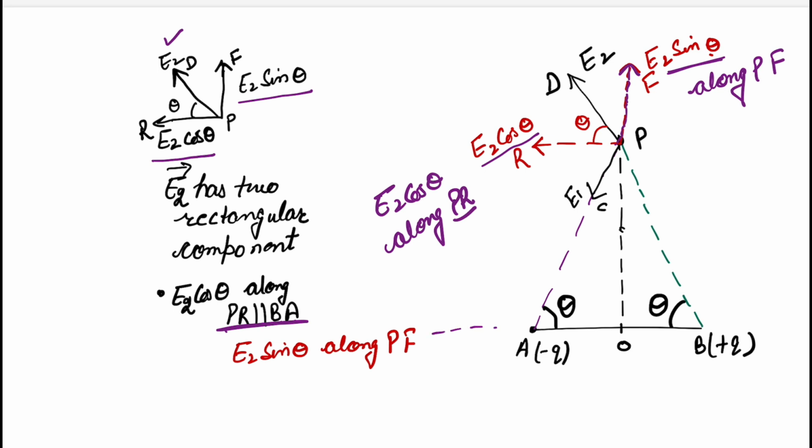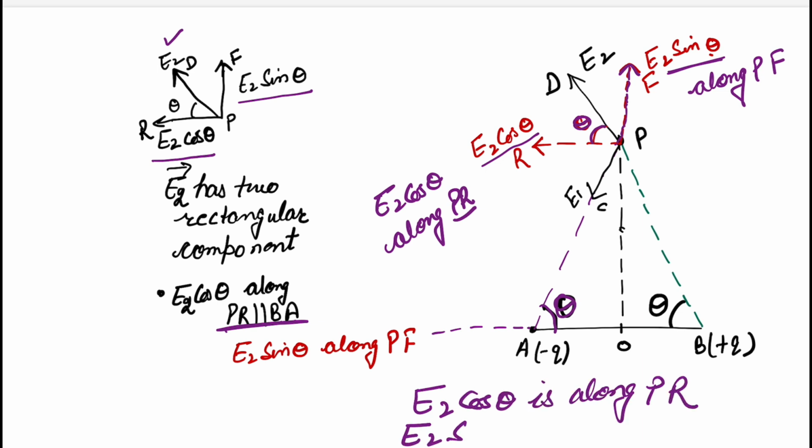So if you extend this, then if this angle is theta, this will turn out to be theta too, as PR and BA are parallel to each other. So here we said two things, that E2 cos theta is along PR and E2 sin theta is along PF. So this is your E2 sin theta and this is your E2 cos theta, right?